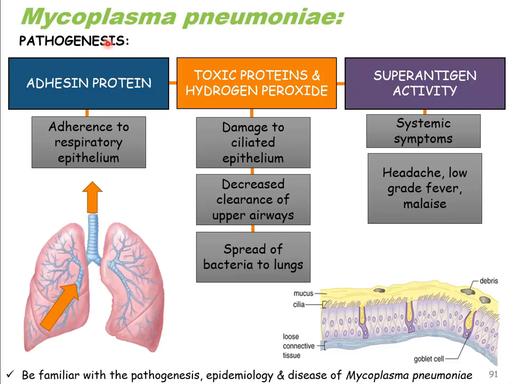Its method of pathogenesis: it has adhesin proteins which allow it to adhere to the respiratory epithelium. It has toxic proteins and it releases reactive oxygen species, so hydrogen peroxide, and it damages those cilia, so therefore they can colonize the lower respiratory tract. And then they also have superantigen activity that causes inflammation around the alveoli, so dry cough, headache, low-grade fever, and just a general overall feeling crappy, malaise. Like I said, usually people are walking around with this, so that's why they call it walking pneumonia.